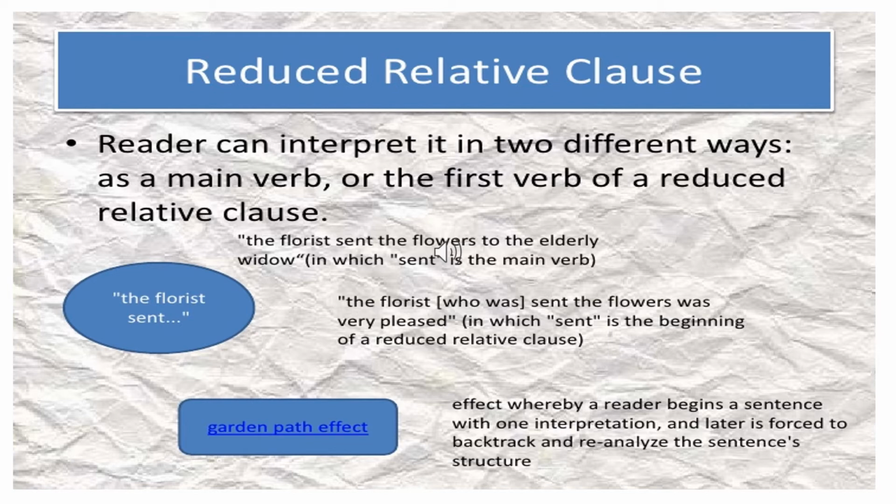The second way of interpreting the reduced relative clause is the garden path effect. That is, when the sentence has a phrase or word with an ambiguous meaning and the reader interprets it in a certain way, and when they read the whole sentence, there is a difference in what has been read and what was expected.